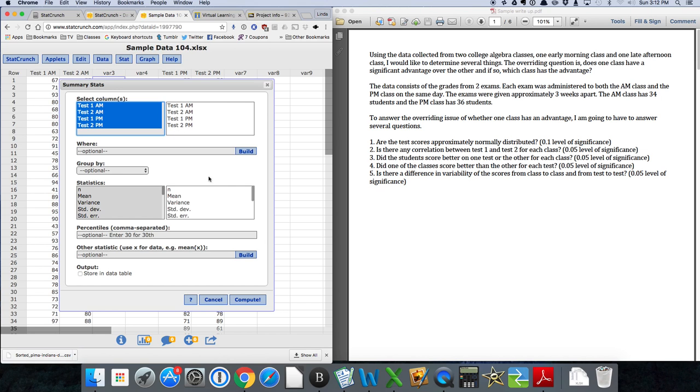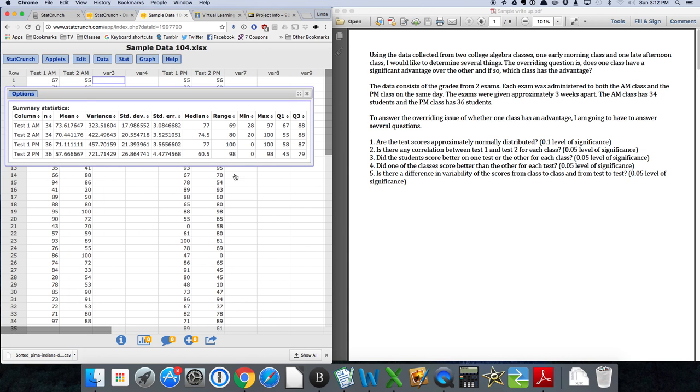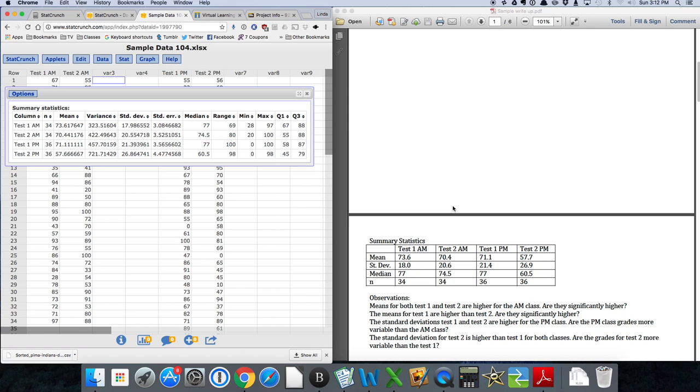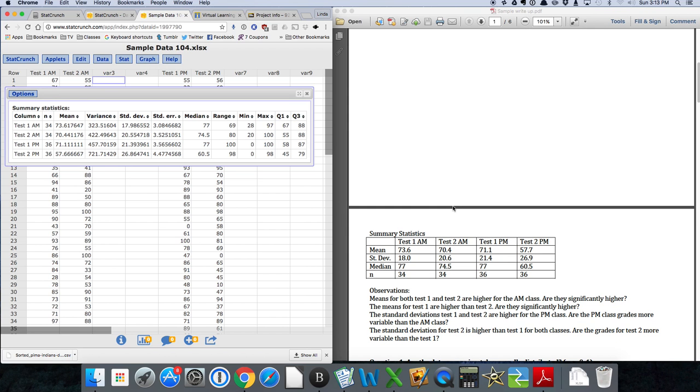There's nothing else that I need to do on this. I'm just going to hit compute, and what I end up with is this nice little chart that gives me the results for test 1 AM, test 2 PM, all AM, PM, all that stuff. The means, the standard deviations, and the medians are the important bits of information that I'm interested in. So the first thing that I did over here on the write-up was to make some observations about the summary statistics. So I pulled out the mean, the standard deviation, the median, and the n for each one.